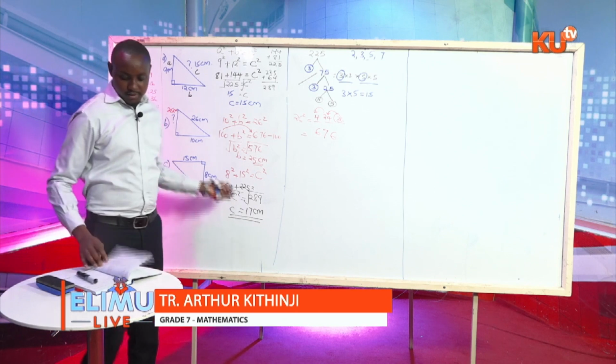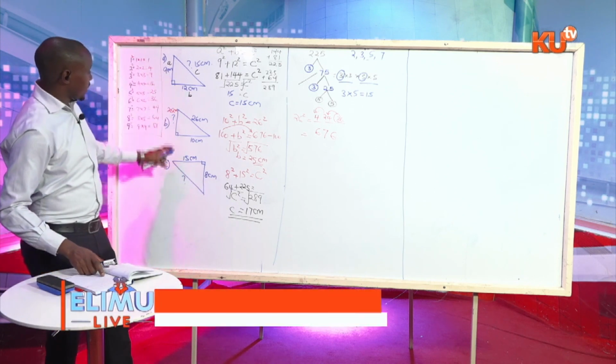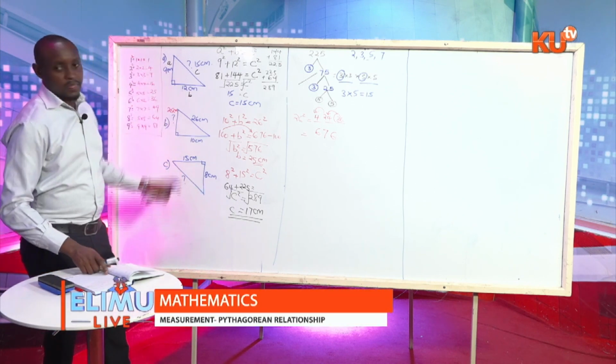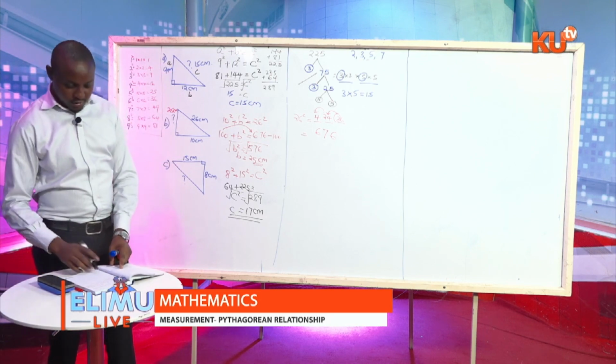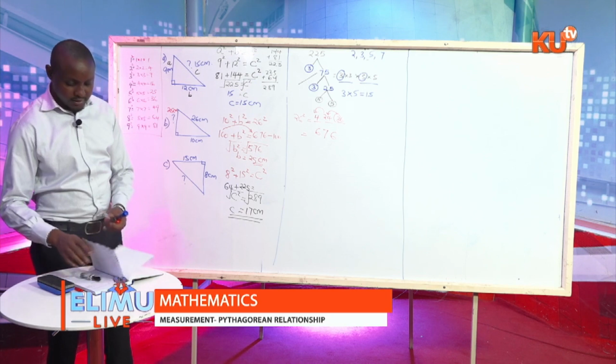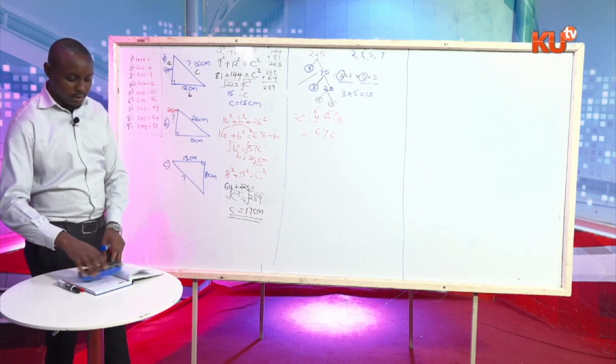So those are some of the examples of how you can get a missing side using the Pythagorean relationship of a right angle triangle. Let me go to application.